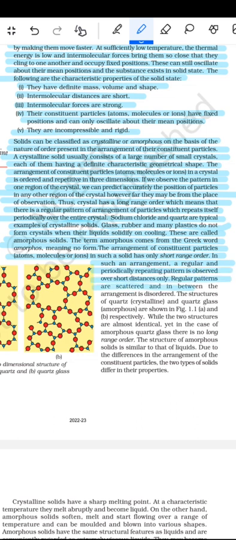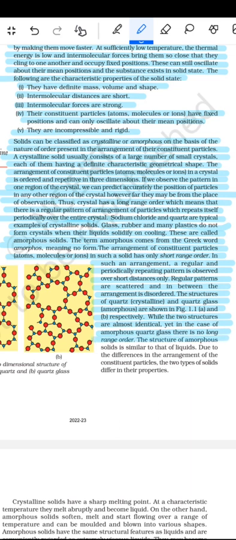Regular patterns are scattered in between; the arrangement is disordered. The structures of crystalline quartz and amorphous quartz glass are shown in figure 1.1 (a) and (b) respectively. While the two structures are almost identical, in the case of amorphous quartz glass there is no long-range order.